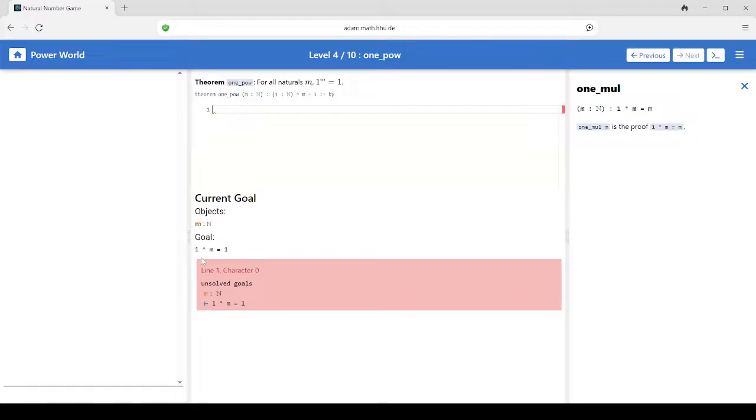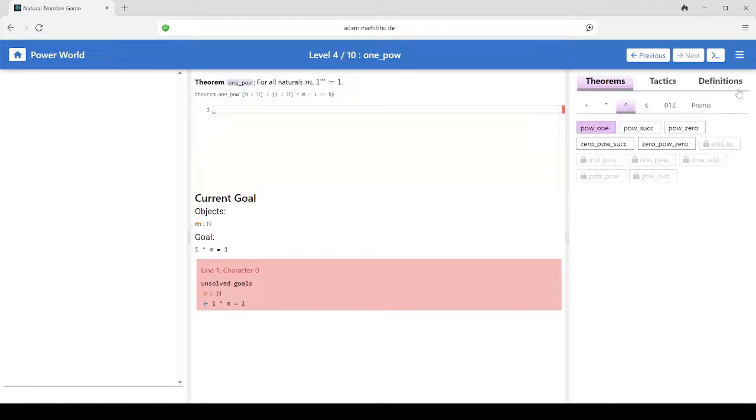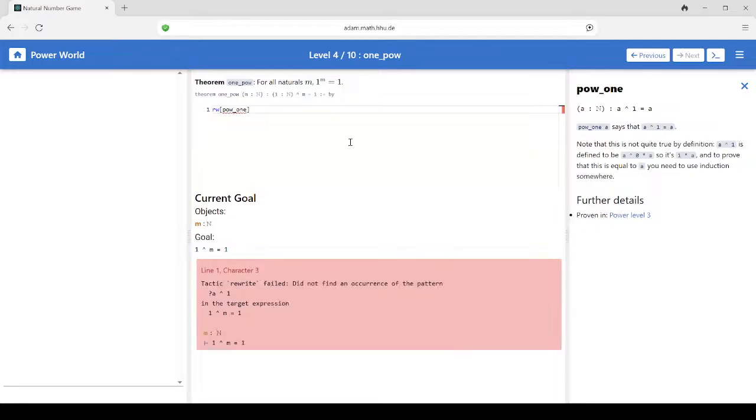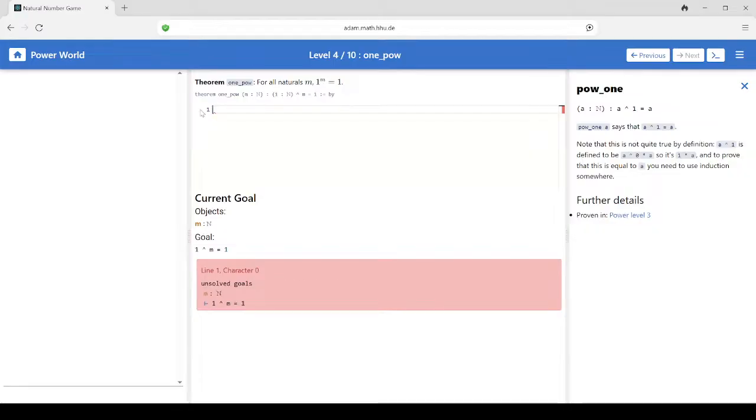Okay. 1 to the power of m equals 1. The one we just proved says that anything to the power of 1 equals itself. So we're just going to use the lemma we just proved, right? Nope, it's reversed. In fact, that's what we're doing, isn't it? 1 pow 1. We're going to prove the opposite of this now. I thought that was too easy. Yeah. Okay.